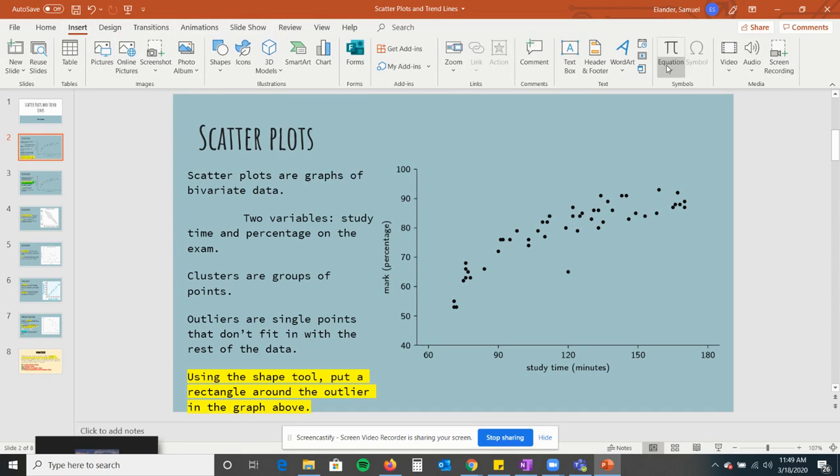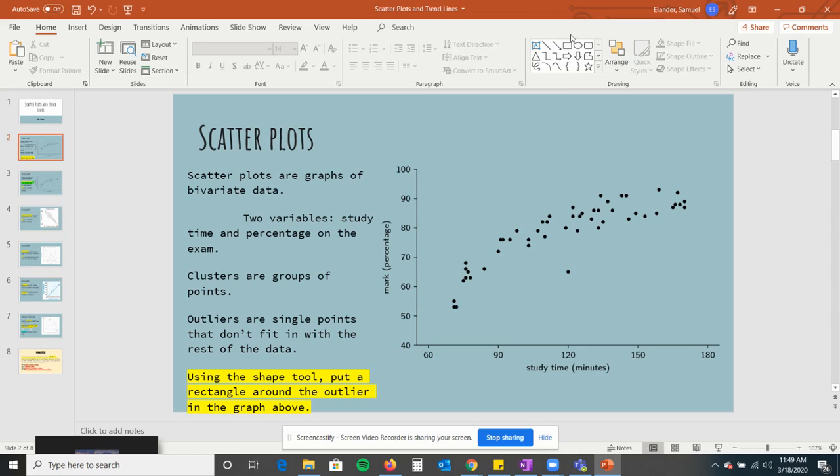Let's see if I can draw in here. Looks like I might not be able to. That is okay. We are going to go ahead and draw on this a little bit. It says two variables, study time and percentage on the exam. So we look at this scatter plot. Each of these is an individual person's score. This person studied about 70 minutes, a little over an hour, and they scored a 53 on their test.